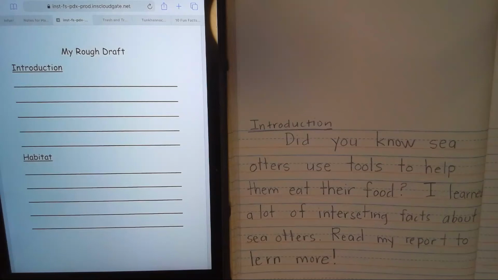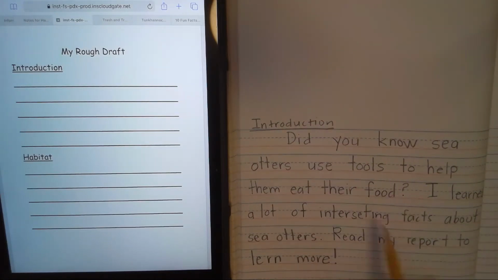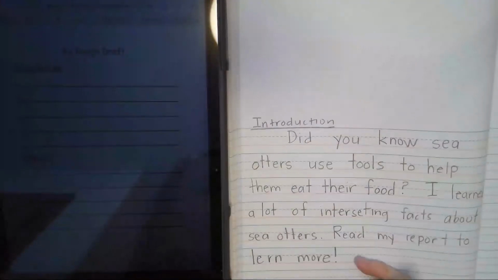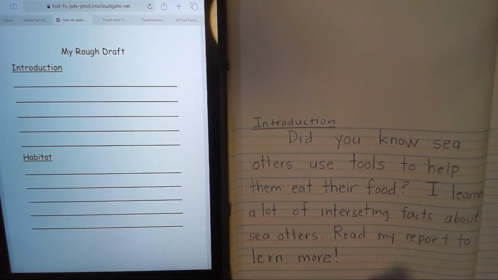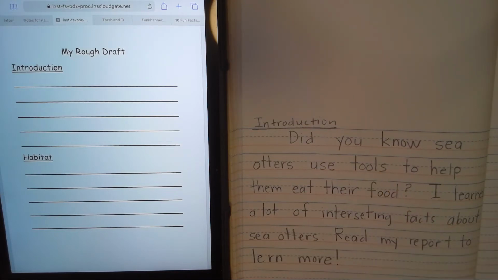Okay, so I wrote a quick introduction. I wrote, did you know sea otters use tools to help them eat their food? I learned a lot of interesting facts about sea otters. Read my report to learn more. So that's a great introduction. It doesn't have to be super long. I did add one interesting fact, and I'm hoping that my reader is now interested in learning more about sea otters. So I can move on to my next section, which is about habitat.